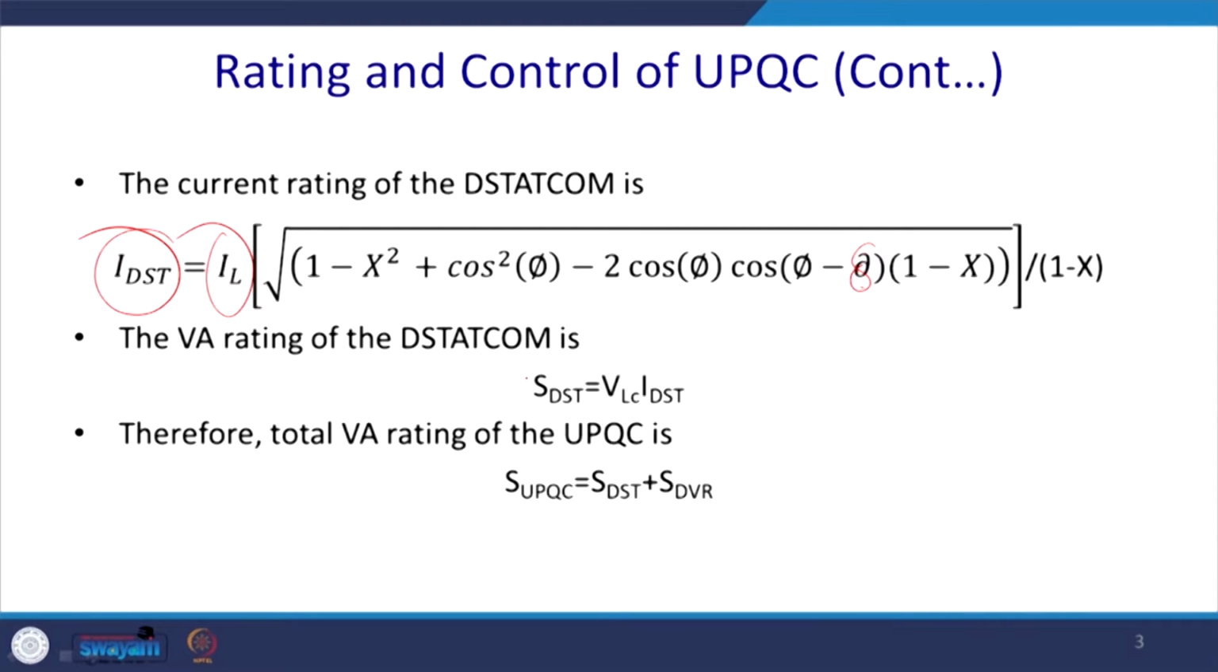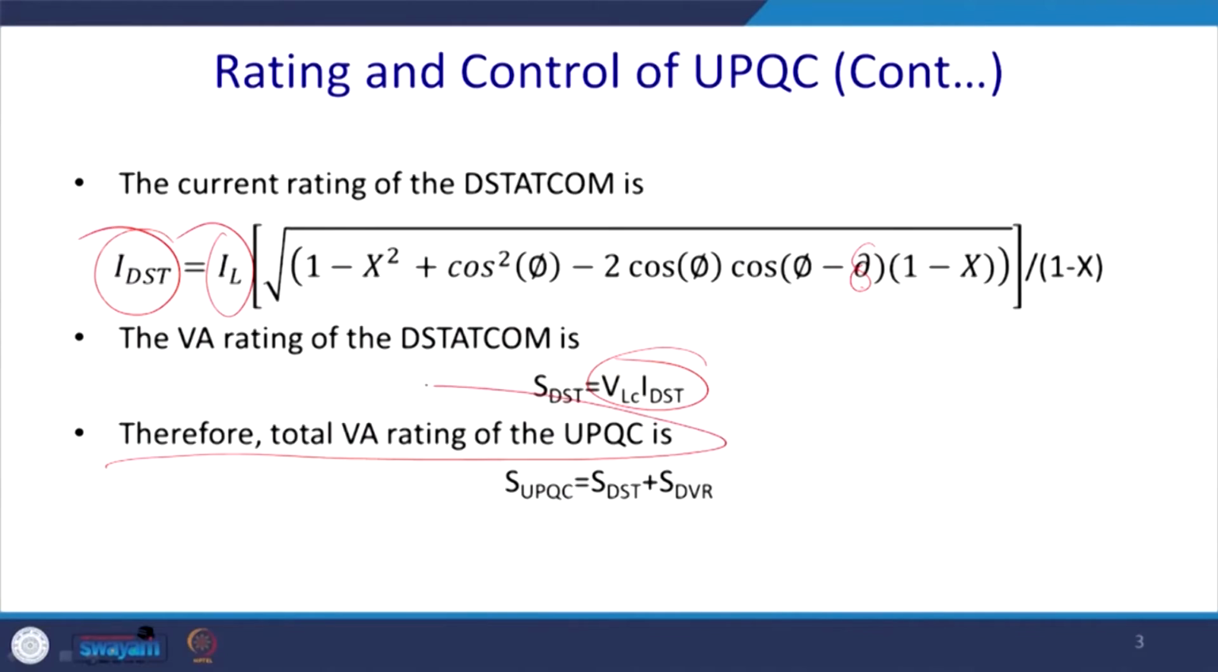So, the VA rating of the DStatCom is essentially the VLC, the compensated load voltage, into IDST. Therefore, the total VA rating of the UPQC will be the summation of this SDVR and the SDST. Both of these have to be added up, and this will be the total kilovolt-ampere or megavolt-ampere level of this UPQC.